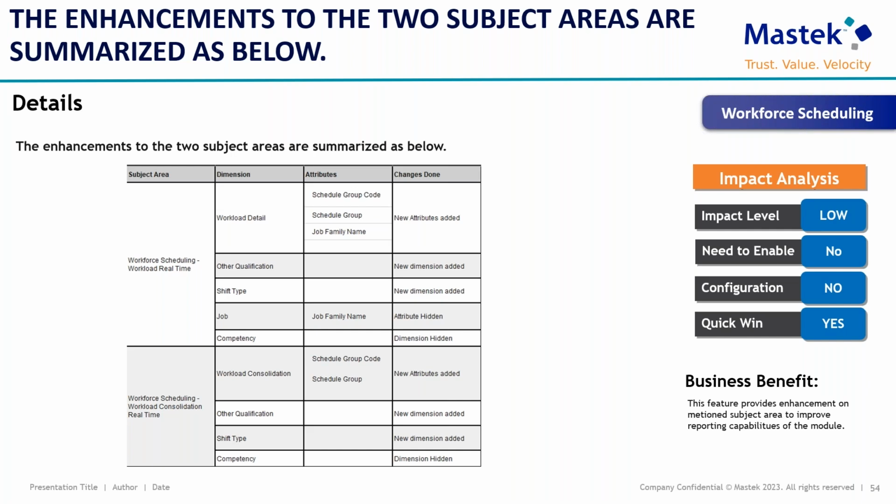As you can see on the screen, Workforce Scheduling Workload Real Time and Workforce Scheduling Workload Consolidation Real Time have certain more dimensions and attributes added so that we can add all of those filters against the subject areas and the reports that we are creating. So it's just an addition of field related details in the OTBI subject area, where we can drag and drop and create our specific reports. In terms of business benefits, this feature provides the enhancement on the mentioned subject areas to improve the reporting capabilities.